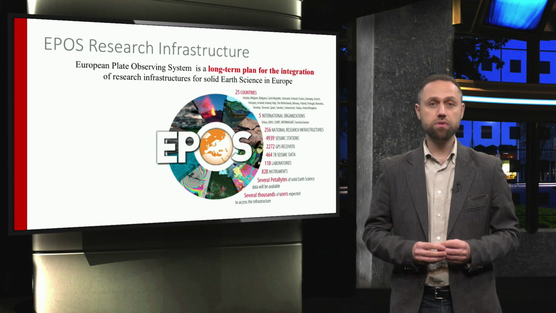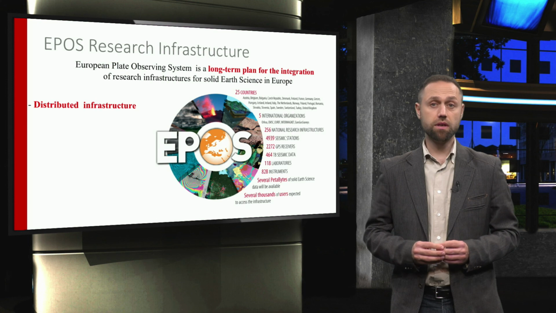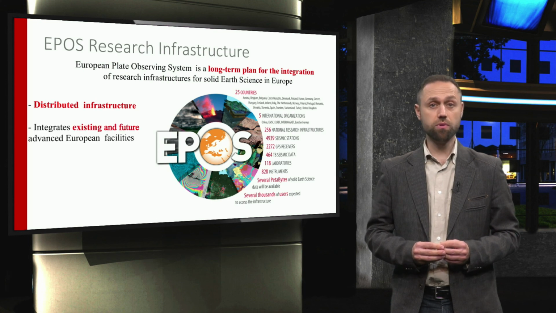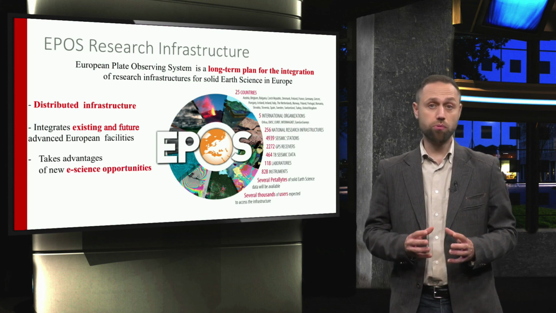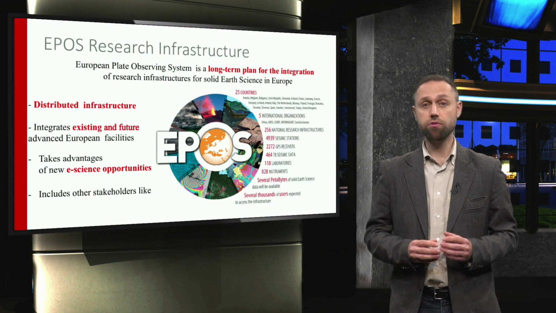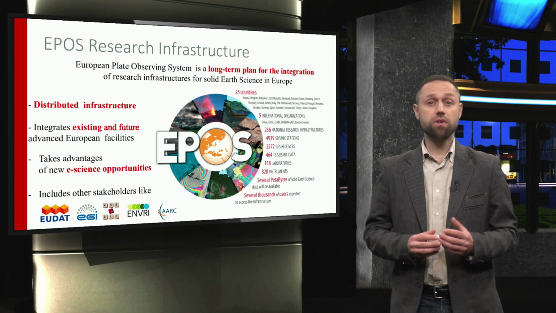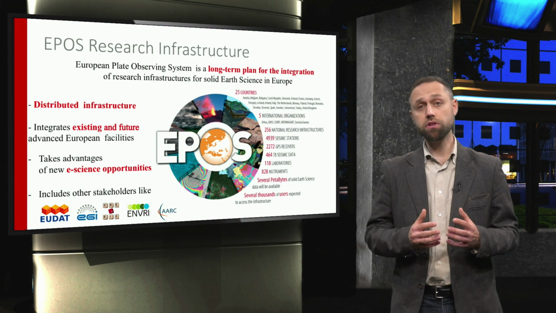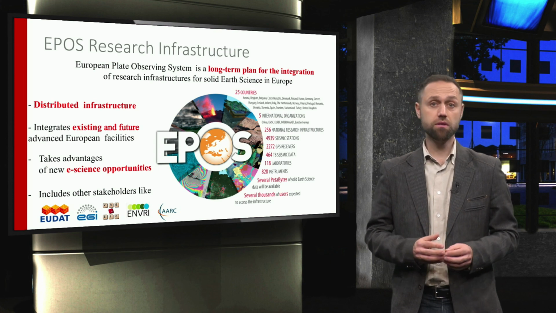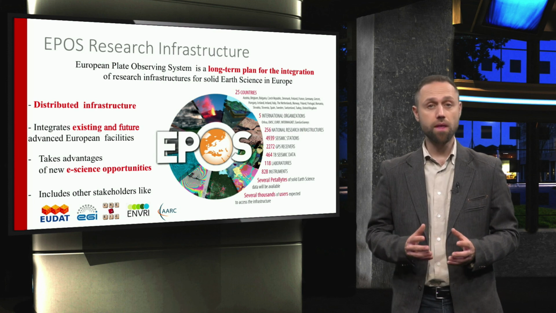Summarizing, EPOS is a distributed research infrastructure that integrates existing and future advanced European facilities and regional research infrastructures. It also takes advantage of new e-science opportunities provided by other European stakeholders. For instance, just to mention a few, infrastructure providers like EGI and B2SAFE, VRE developers as VRE4AC, and other initiatives as AARC2, EMVRE, and others.